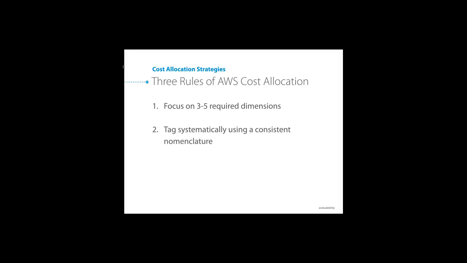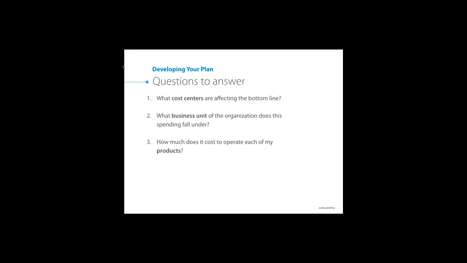The next thing is be sure to tag systematically using a consistent nomenclature. So you want to make sure that essentially you're not putting garbage in and therefore getting garbage out when you go to reports. And finally, aim to answer questions with your tags and linked accounts. So a few questions you might want to run through. What cost centers are affecting the bottom line? What business units does the spending fall under? How much does it cost for each of my products? How do version changes affect the cost of my architecture? And are we leaving things on in different environments that we might want to consider turning off?